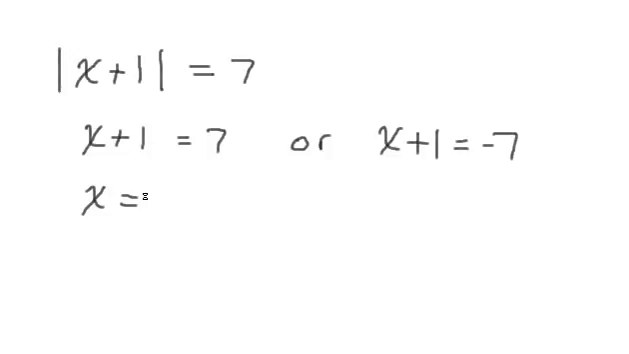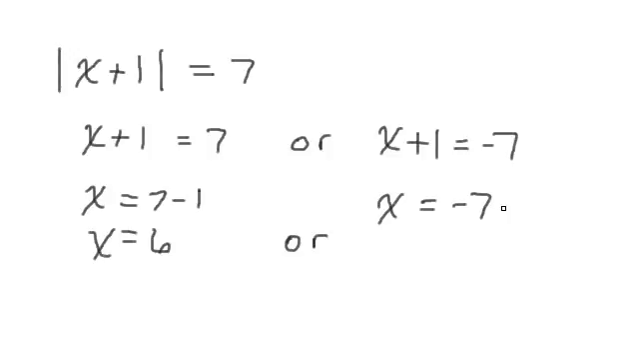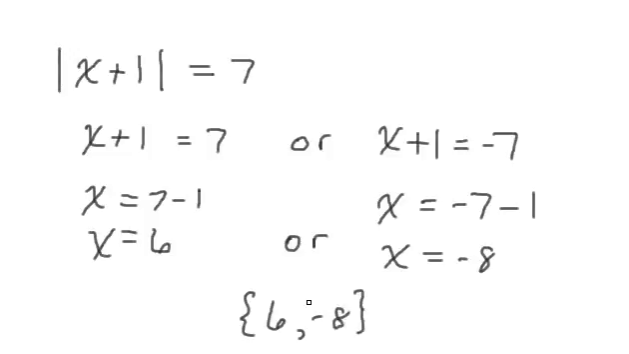Now I'm going to take this 1 over to the right hand side, so this becomes 7 minus 1, and 7 minus 1 is 6. So x is equal to 6. Or, so I'm going to do the same thing over here. This time we have a -7, bring the 1 over, and so we end up with x is equal to -8. So our solution set is going to be 6, -8.